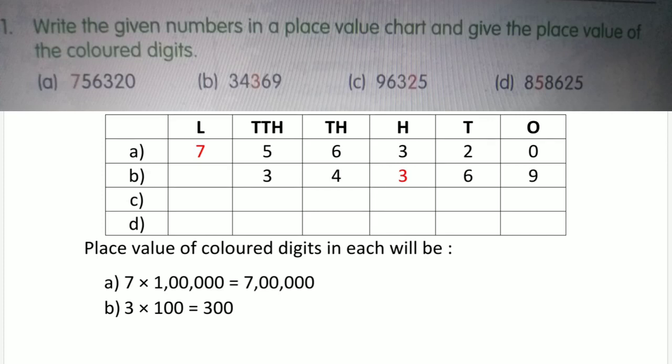So in this manner you can determine the place value of the digits as well as you can make a place value chart. Now the part C and part D are meant for your homework. The digits in part C are 96325, where 2 is colored and you have to determine its place value, and the D part has the digits as 858625 and you have to determine the place value of the colored 5. So I think you can easily make the place value chart and determine its value.